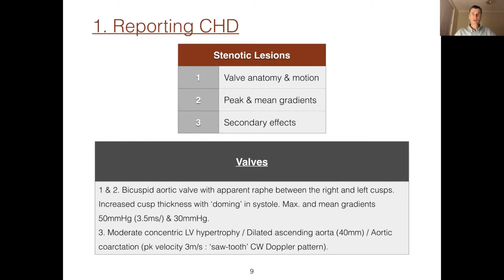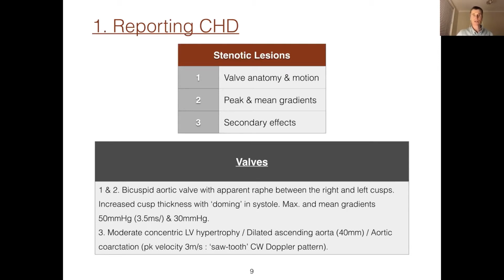Well, let's combine the anatomy and motion and peak gradients. So you might want to write something like bicuspid aortic valve with apparent raphe between right and left cusps, increased cusp thickness with doming in systole, max and mean gradients 50 and 30 millimeters of mercury. And then importantly, you want to list the secondary effects: moderate concentric hypertrophy, dilated aorta, and aortic coarctation. You want to make sure that you cover all the bases.